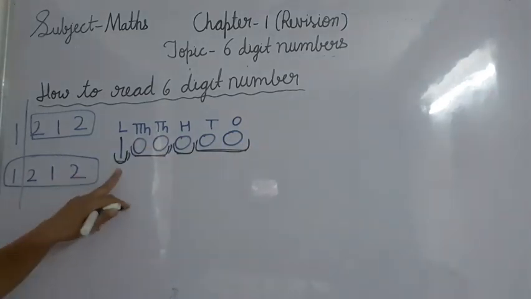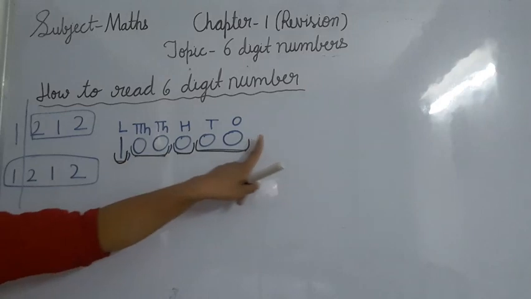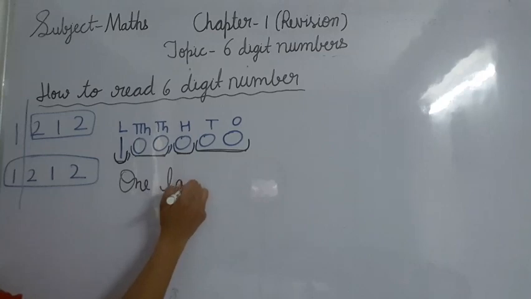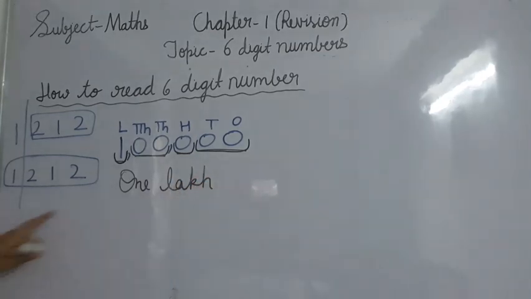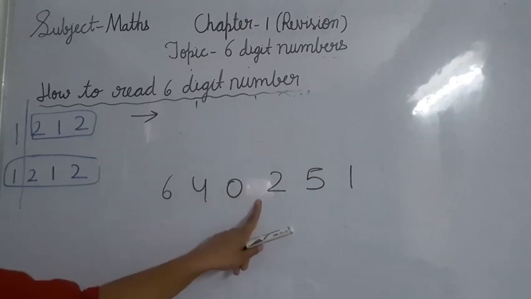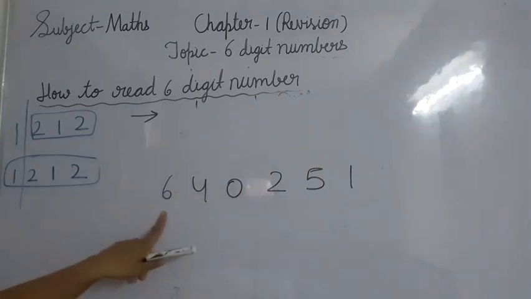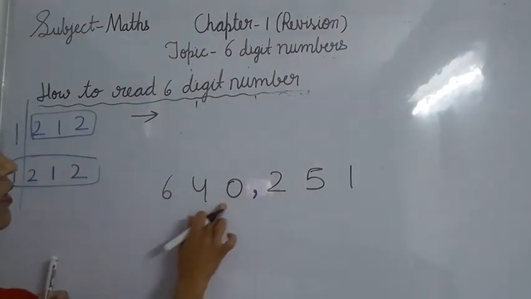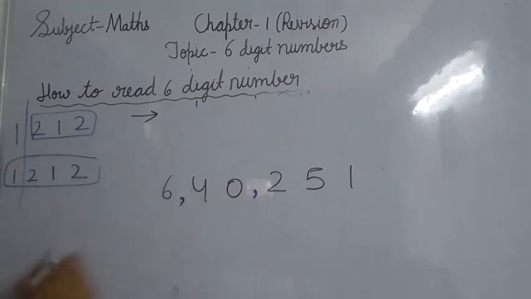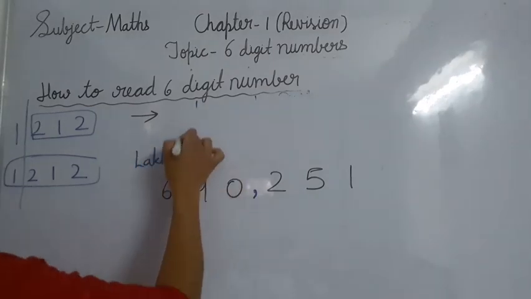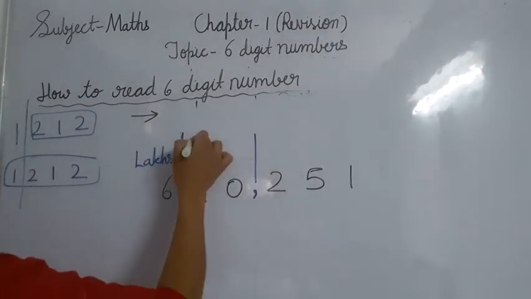Here we have only the lakh place number, we don't have any other number, the rest are 0. So which number is this? 1 lakh. Clear? This is 1 lakh. First we have to write it in standard form. Standard form means we put commas to separate the periods. In 6 digits we have 3 periods. This is the ones period, so we put a comma. This is the thousands period, I am putting a comma, and this one is the lakhs period.